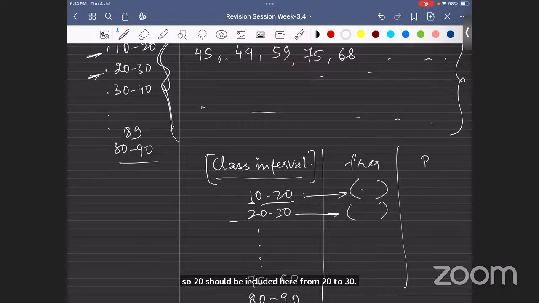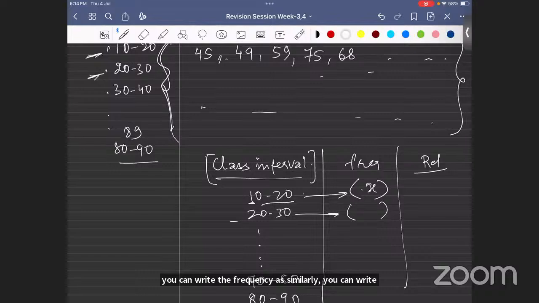Similarly, you can write the relative frequency here. The relative frequency would be the number of values, for example x, upon the total number of data points. We were dealing with the marks of 50 students. So x upon 50 would be the relative frequency for the class interval 10 to 20.